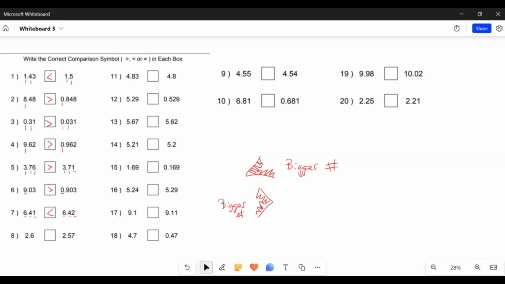All right, y'all are correct. The 2.6 is bigger. When we look at the 2, we have the same. We have a 6 and a 5, so the 6 is bigger. Okay. Then on number 11, we have 4 and 4, 8 and 8. But now here we ran out of decimal place values. So which one's bigger? We ran out of place value. So which one's bigger?